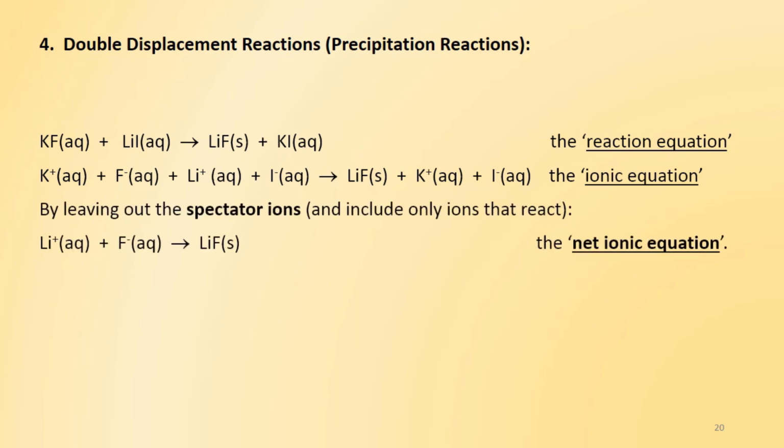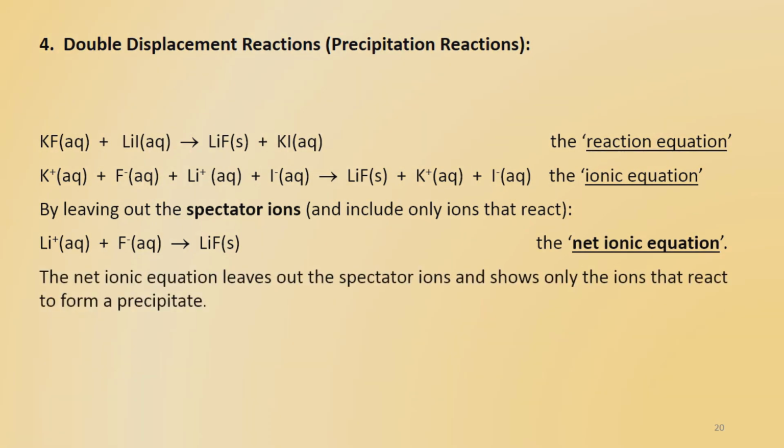If we leave out the spectator ions, the ones that don't react, and include only the ones that do react, we get a much tidier equation called the net ionic equation. So I've left out potassium ions and iodide ions on both sides since they're not really reacting, and I only include lithium and fluoride on the left and lithium fluoride on the right. The net ionic equation leaves out spectator ions and shows only the ions that react to form a precipitate.